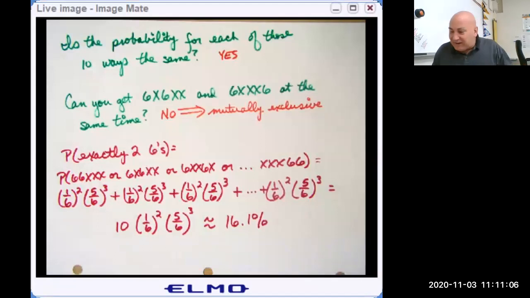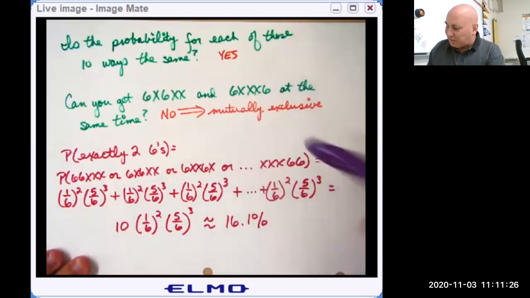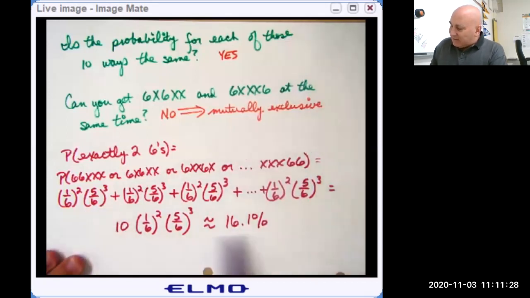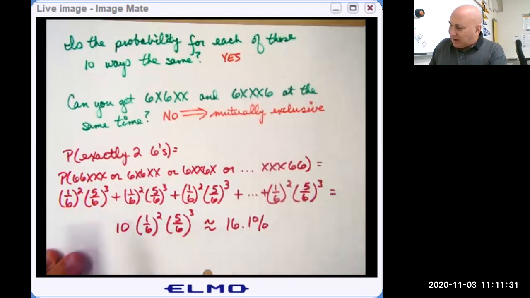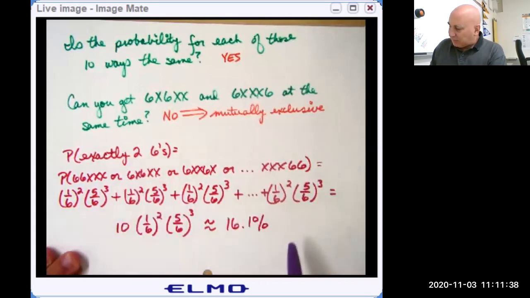So what we've done here is we've used all of those rules that we've learned about as far as independent events and mutually exclusive events. And by having those 4 conditions that we did, we were able to use all these rules. That's why I asked these questions. That led us to this. So the probability of rolling a die 10 times and getting 2 sixes is 16%.